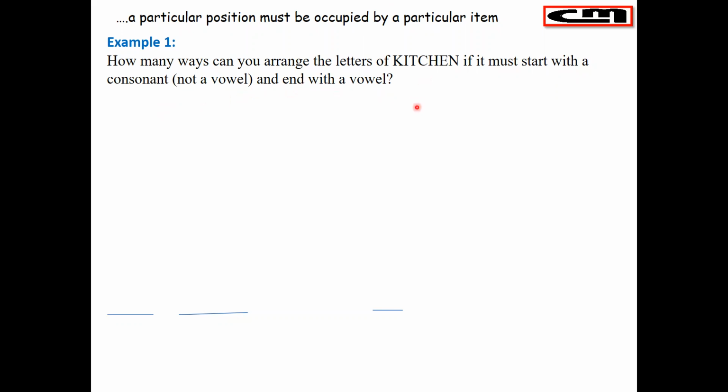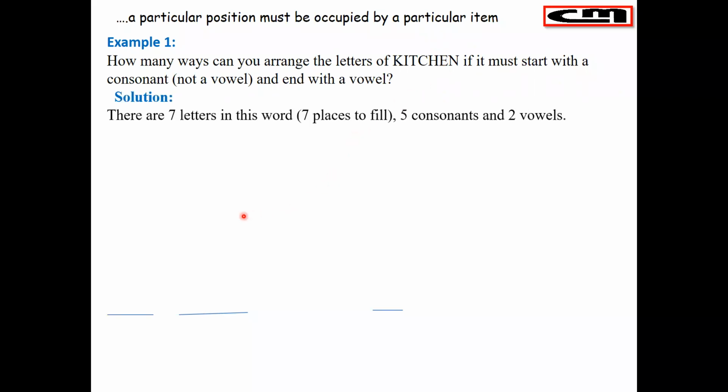In this case, of course, I'm going to show you the vowels, then the other letters are the consonants. So I is a vowel, E is a vowel. So we only have 2 vowels. Therefore, there are 7 letters in this word, 7 places to fill with the 5 consonants and 2 vowels, right? So we want the words that we are going to form to start with a consonant and end with a vowel.